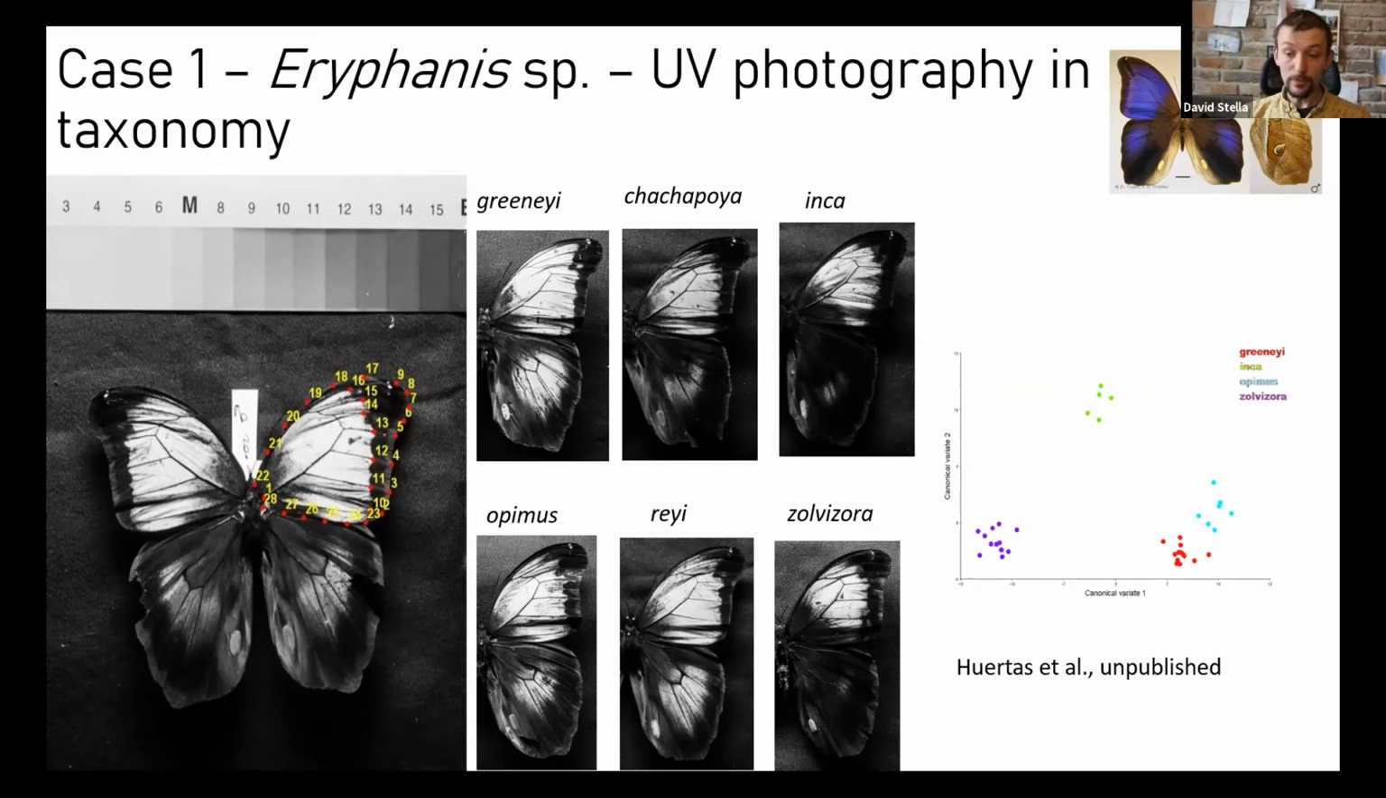This study was not published yet, but we cooperate with our colleague from the Natural History Museum in London. And as you can see here, using UV photograph data and methods of geometric morphometrics, we found a specific configuration of UV pattern in various species of this tropical butterfly. And here you can see canonical variation, or rather statistics, and these distinguish the different subspecies or even species of this butterfly.